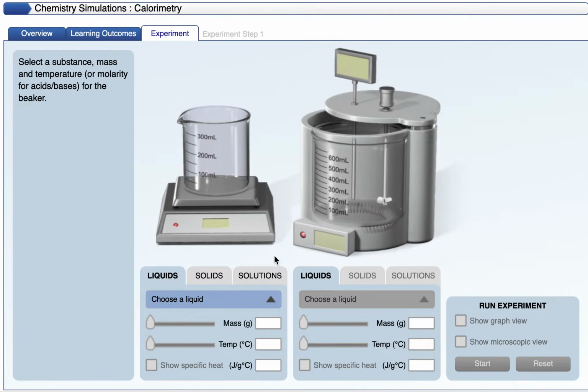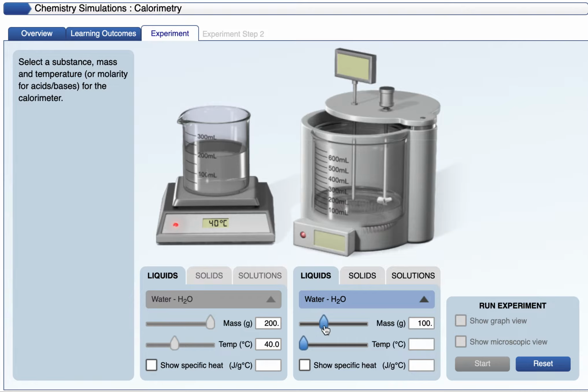Let's reset this, and I'm going to choose the first substance to be water, and this time I'm going to put twice as much water in. So I'm going to set this at 200 grams, and at 40 degrees Celsius, twice as much as the container in the calorimeter is going to have water in it, and I'm going to set that at 100. And I'm going to start that at the temperature of 20 degrees Celsius. So let's see what happens and what we expect to happen.